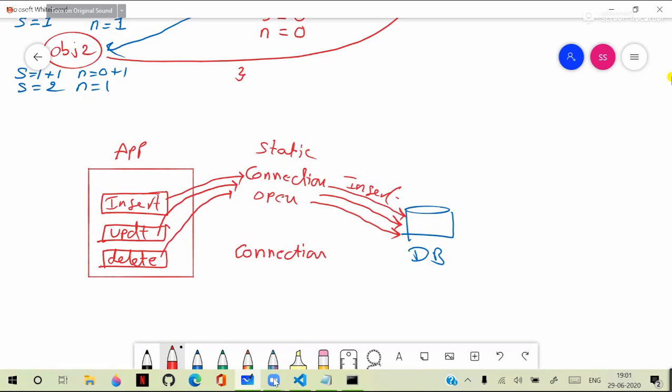Generally, what is non-static? If the connection is non-static, then what happens is you click insert. When you click insert, it will connect with the database. After that, it will insert. After inserting, it will close the connection. The connection is closed, disposed. If I want to update, again I need to connect. That means again I need to open, connect and update. And after update, again close.